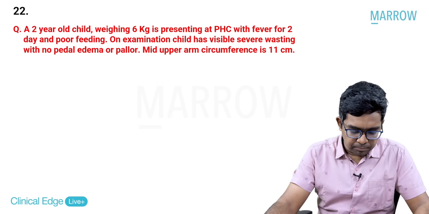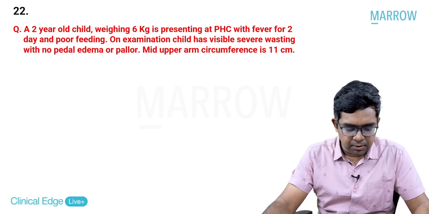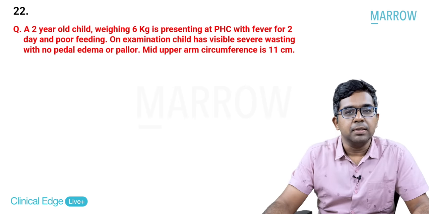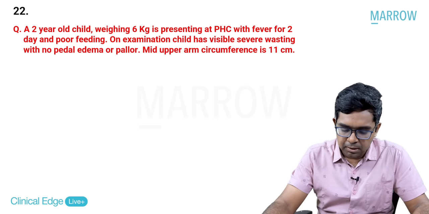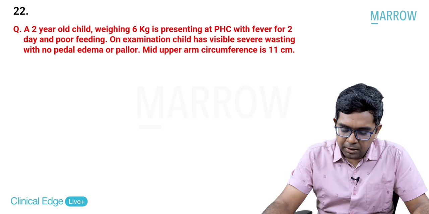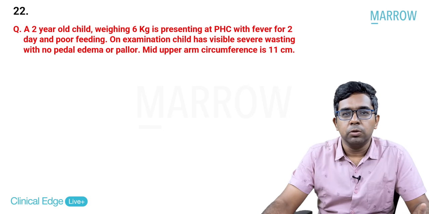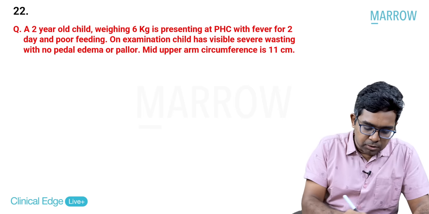Vignette number 22. You have a 2-year-old child weighing 6 kilograms, presenting to the primary health center with fever for 2 days as well as poor feeding. On examination, the child has visible severe wasting with no pedal edema or pallor. Mid-upper arm circumference is 11 centimeters. What should be your clinical diagnosis at this time? The child is 2 years old.